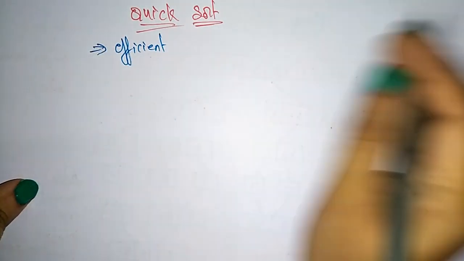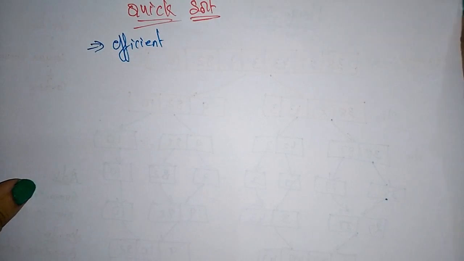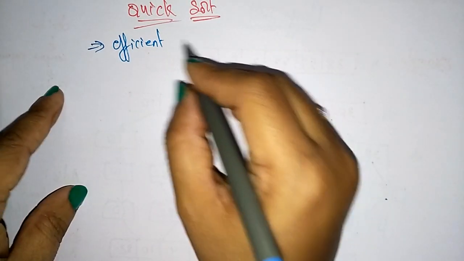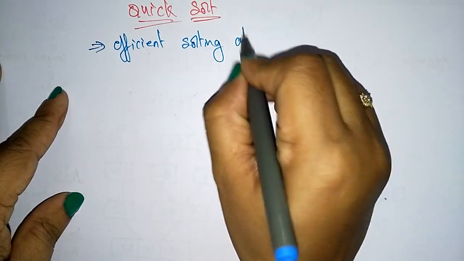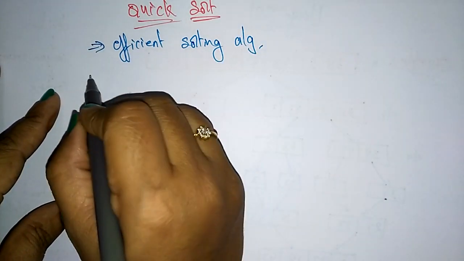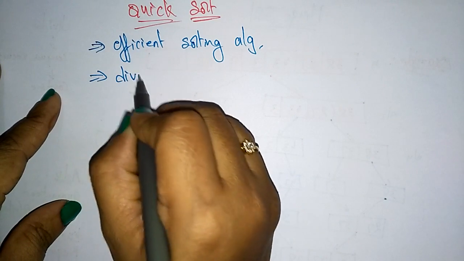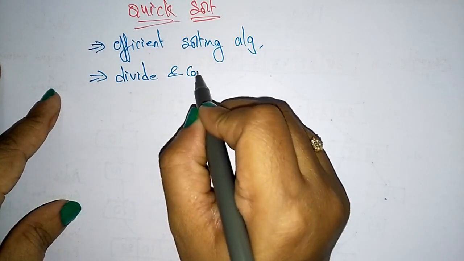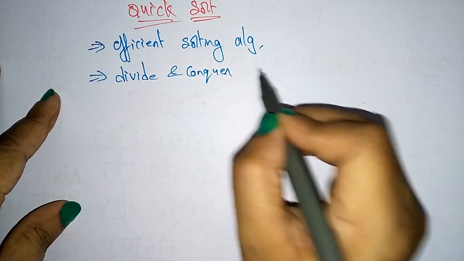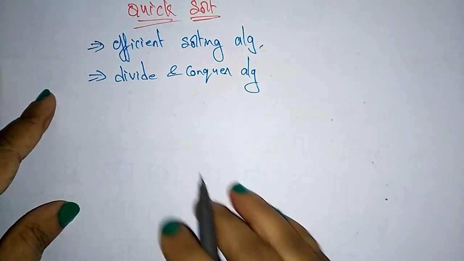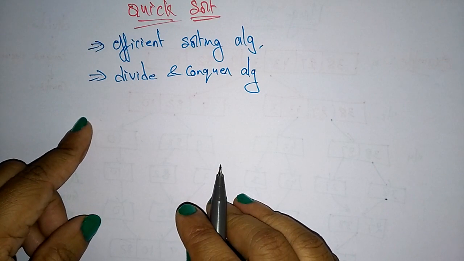Mostly in the languages we will use this quick sort method. It is an efficient sorting algorithm, and it is an example of a divide and conquer algorithm.